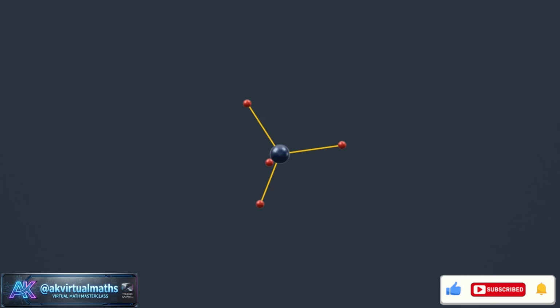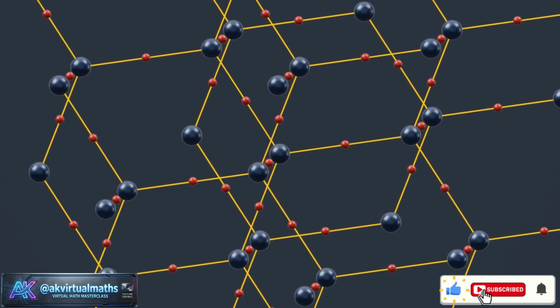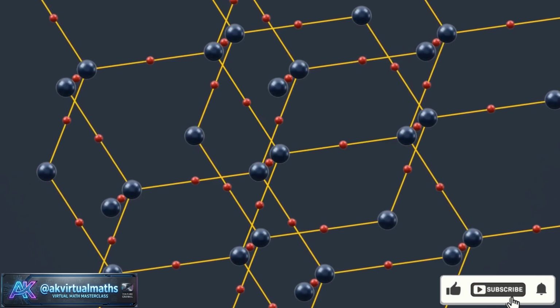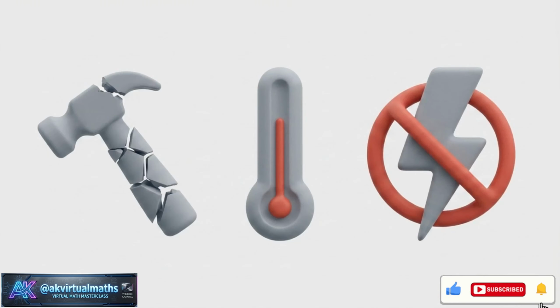Watch how they arrange themselves. Every single silicon atom forms a strong bond with 4 oxygen atoms, and every oxygen atom bonds back to 2 silicons. Just like the diamond, this creates a continuous three-dimensional web. Chemists call this a giant covalent structure. Because this tetrahedral layout mirrors the diamond's blueprint, silica acts the exact same way. It is incredibly hard, it melts at a massive temperature, and it stops electricity in its tracks.